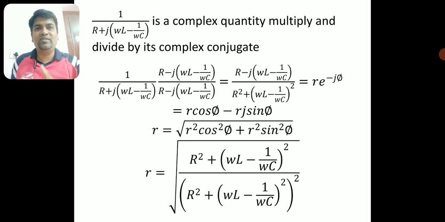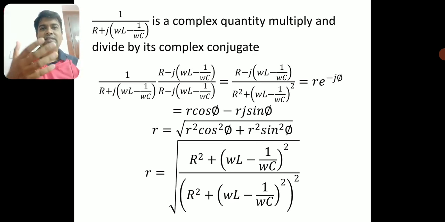I need to write an equation for phi as well. So small r and phi are the new terms which I am introducing in between. So I need to write an equation for small r and phi. Now I have written this r as root of r square plus r square cos square phi plus r square sin square phi. I know what r cos phi is, I know what r sin phi is. Substitute and write it here.